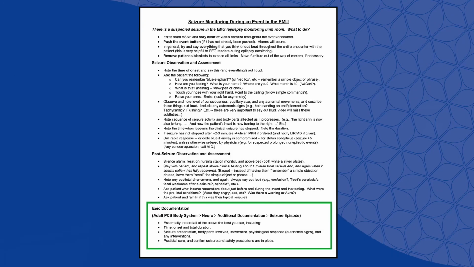Now this I'm going to cheat and read from the sheet that you should have up at the nursing station, because this is nursing documentation in EPIC, and it's something called Adult PCS Body System folder Neuro, folder Additional Documentation, folder Seizure Episode. According to the nursing supervisor that gave me this, you'll know what that means, but ask us if you don't. And when you actually chart the seizure, you'll want to record everything that you actually verbally did, the best you can remember.